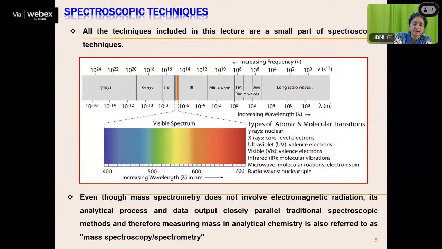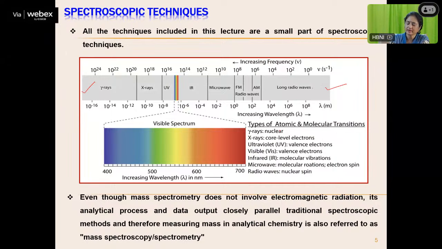Now, you all must be knowing the electromagnetic radiation. So it is from gamma rays to radio waves. So now in this total electromagnetic radiation, with each range, various types of spectroscopy are possible. As we have seen, spectroscopy is nothing but interaction of EMR with matter.